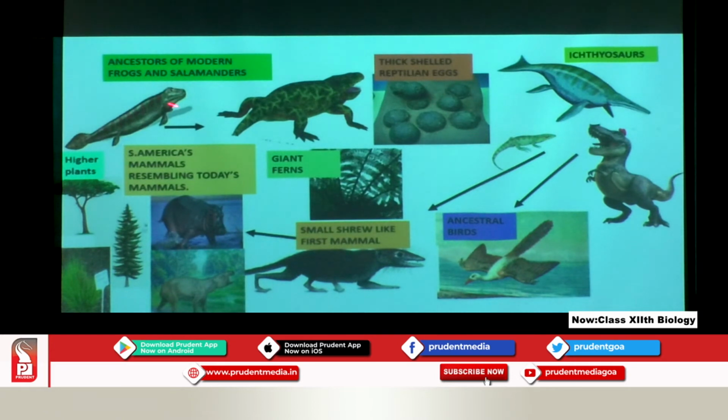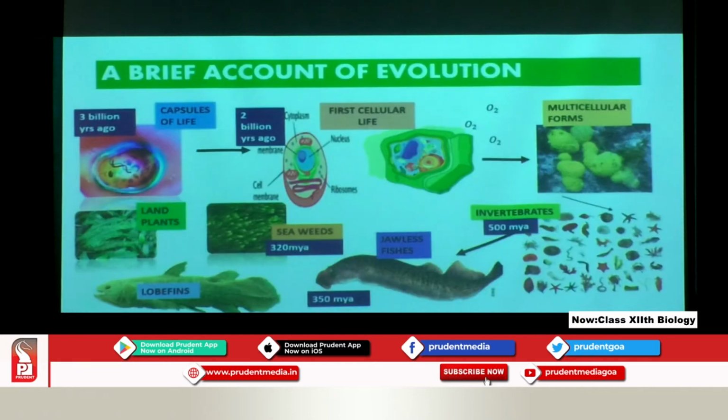And while all this was happening on the land, from the water, the transition of life onto the land, at the same time even plants were evolving. In the earlier slide, the plants that existed, you can see at around 320 million years ago, are the seaweeds, somewhat like the green algae. And very simple land plants were also just being formed.